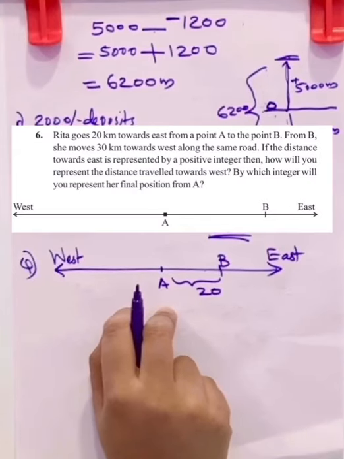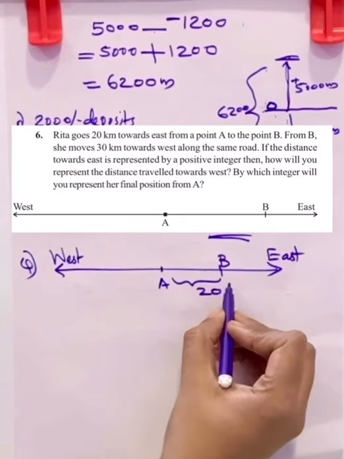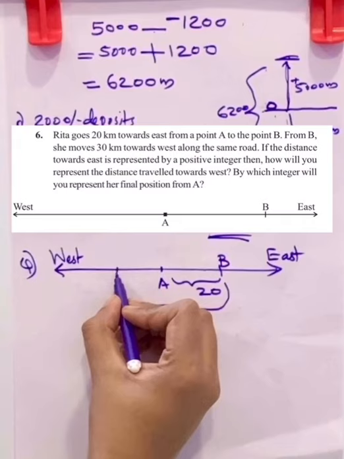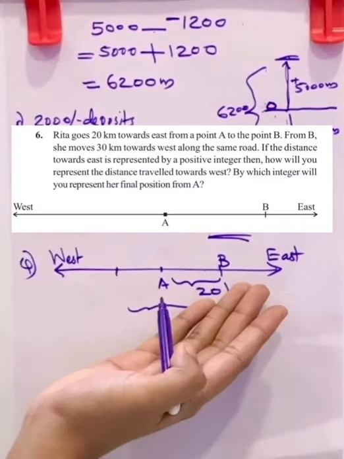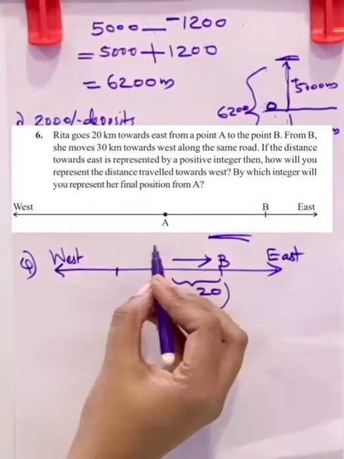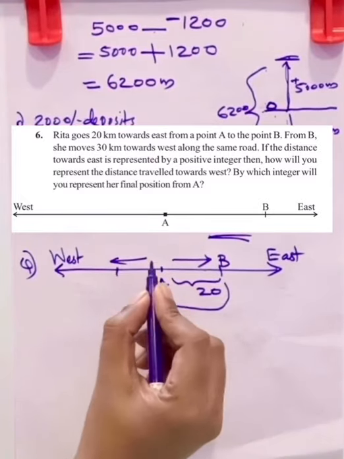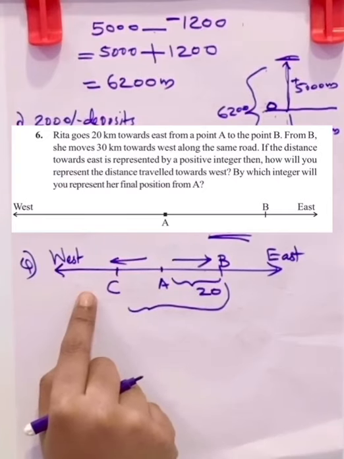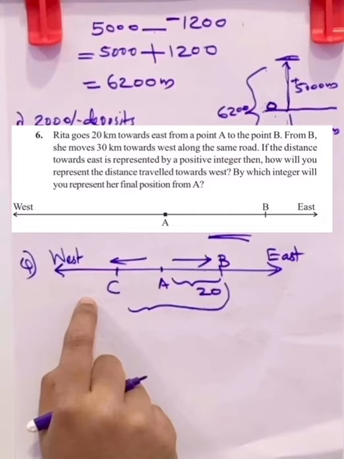From B she moves 30 kilometers towards west. To east means this way and west is to this side. So here she reached C. If the distance towards east is represented by a positive integer, then how will you represent the distance traveled towards west?